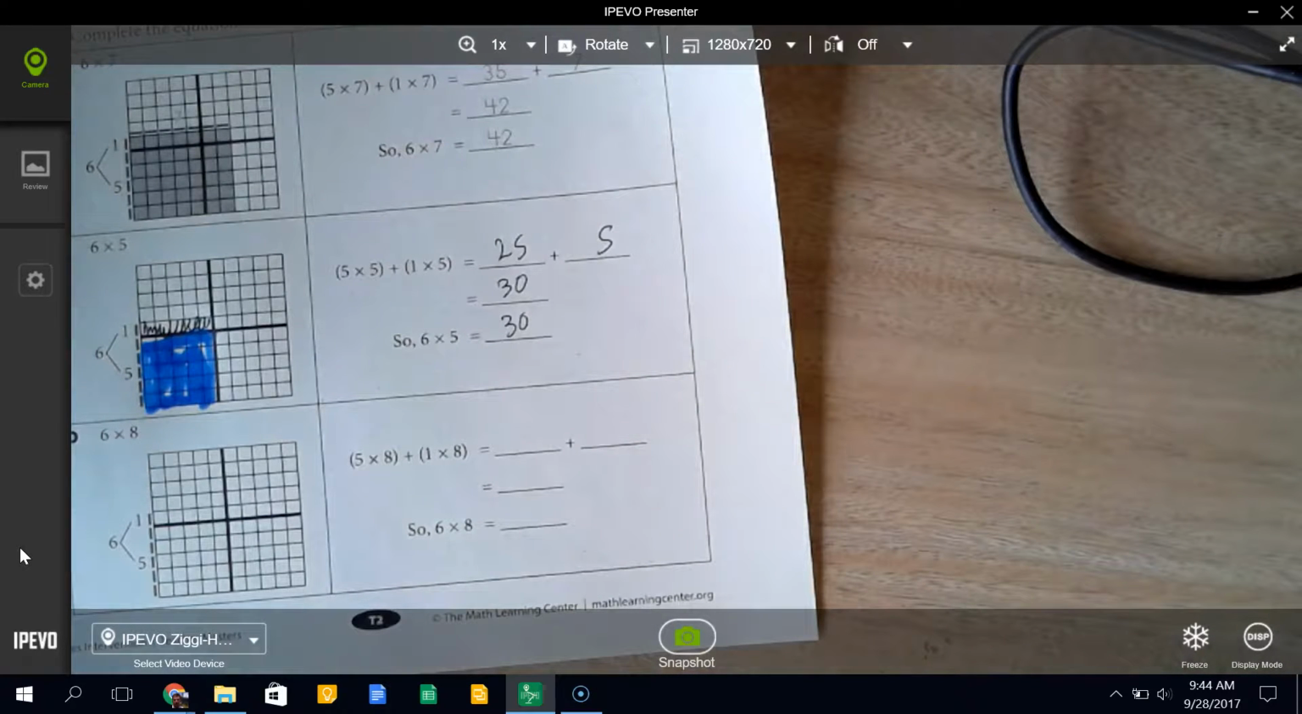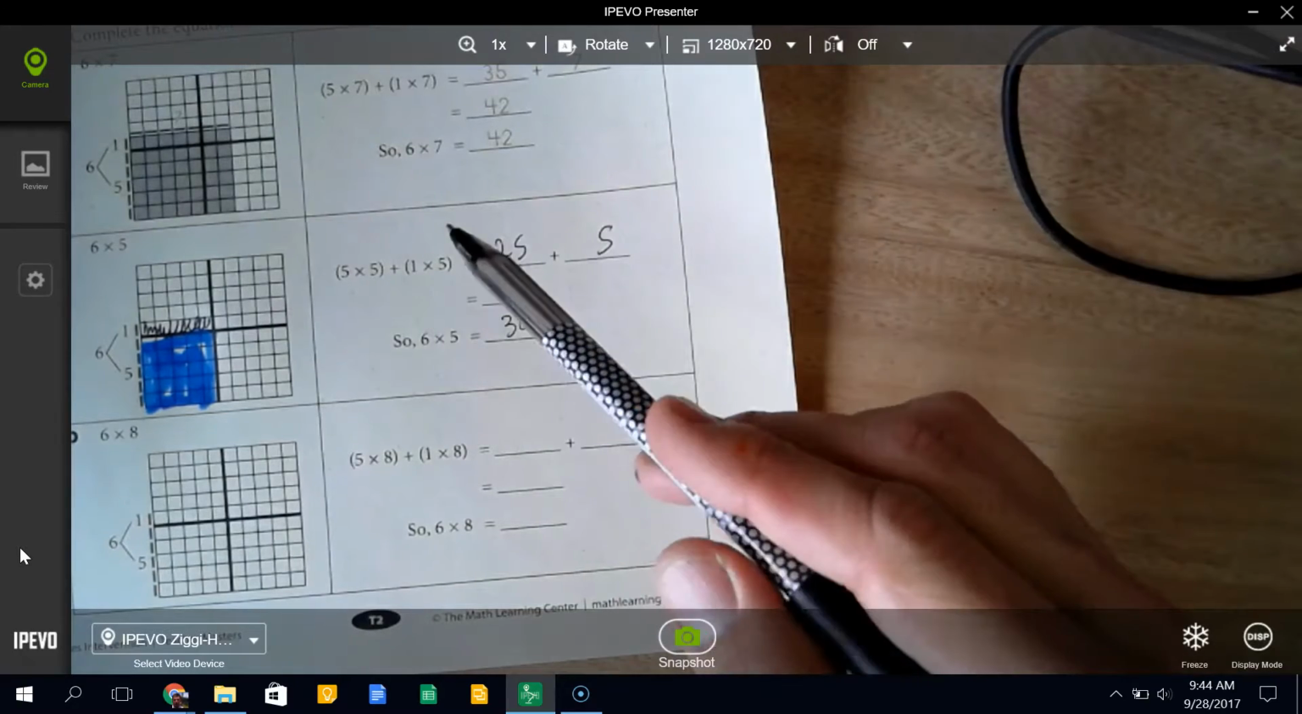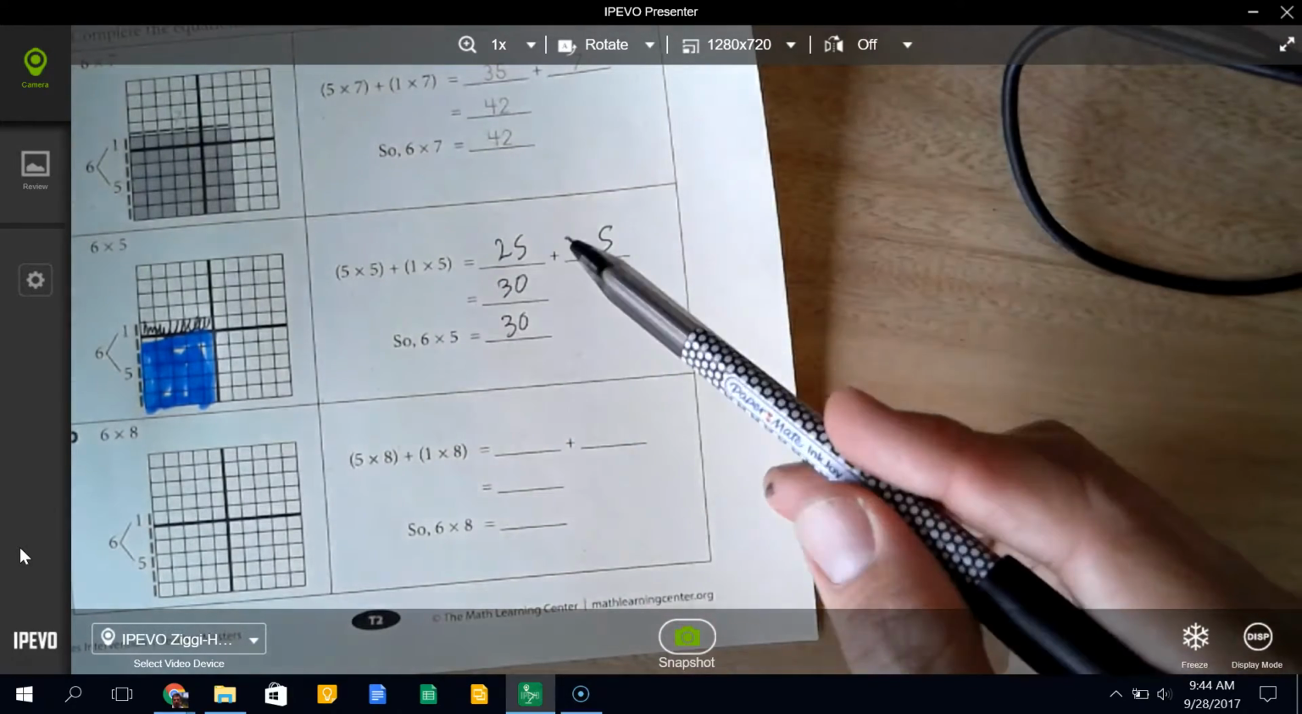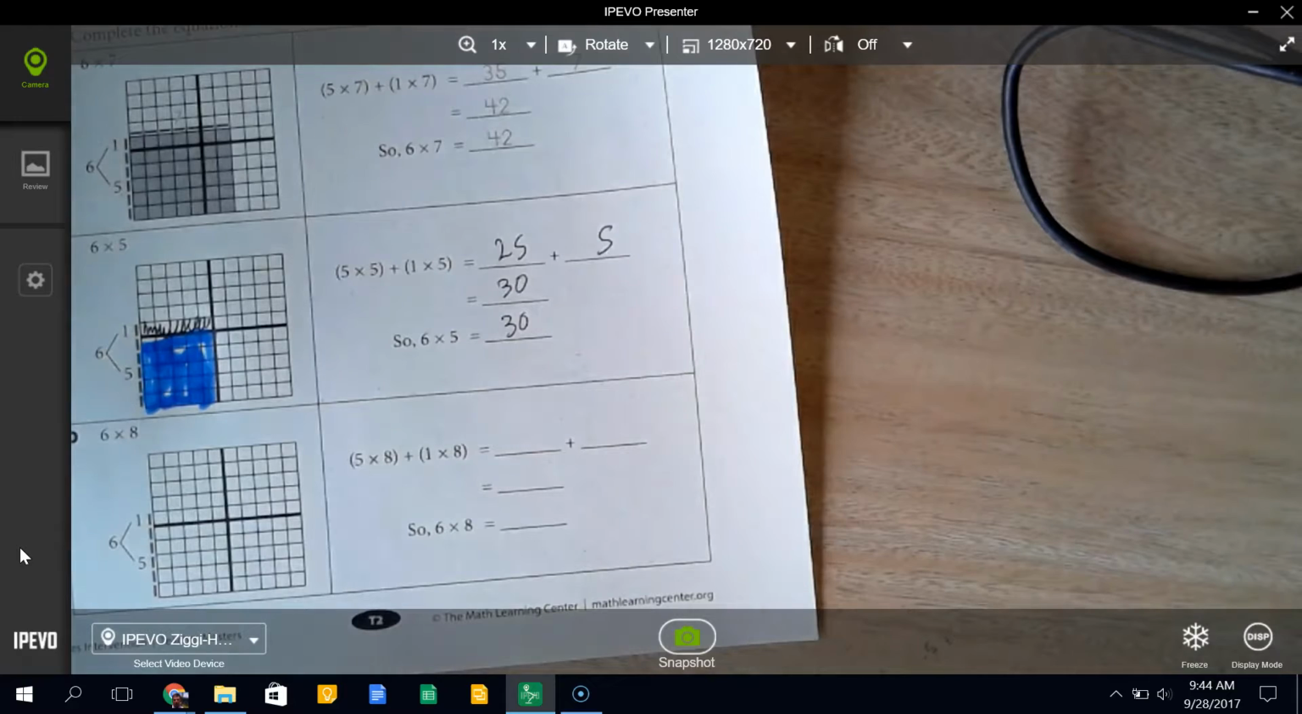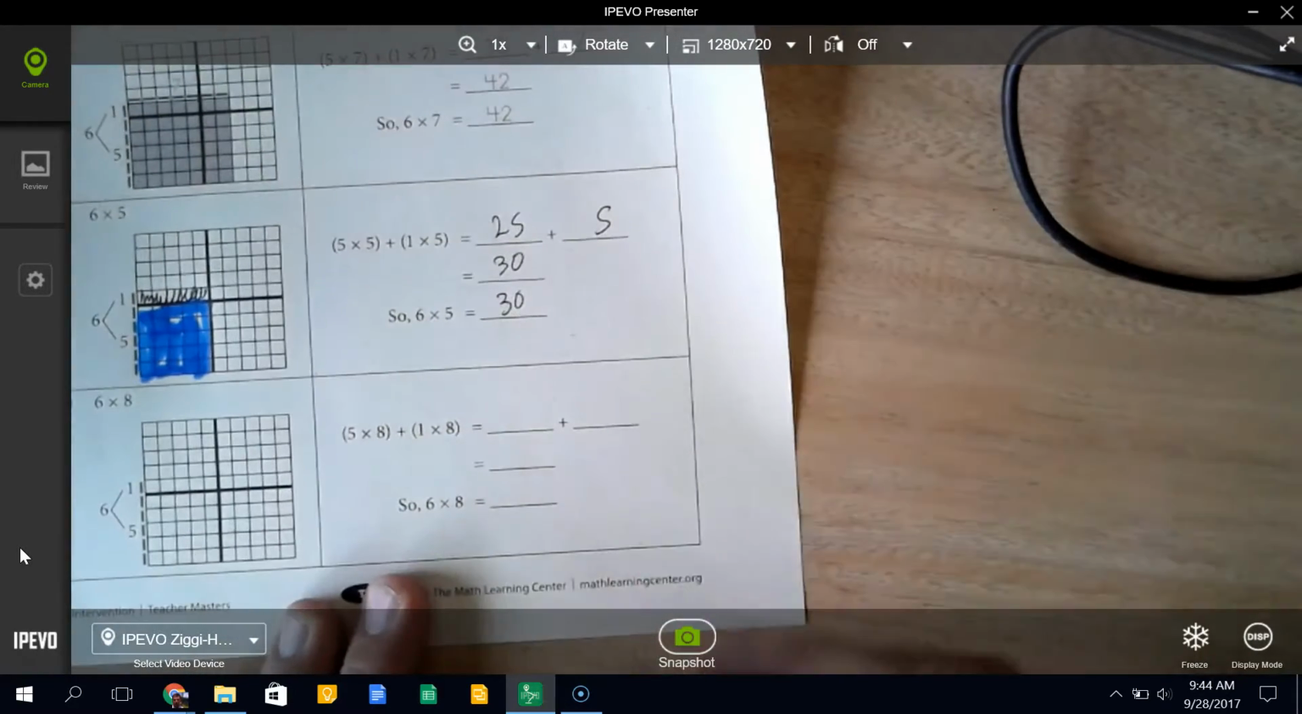Okay, so we're using this idea of if we know the half plus 1, so we know that 5 is half of 10, and then we're just adding one more group. So again, we start using these strategies with easier numbers and then go from there. So it's all about the strategy, not about the answer.